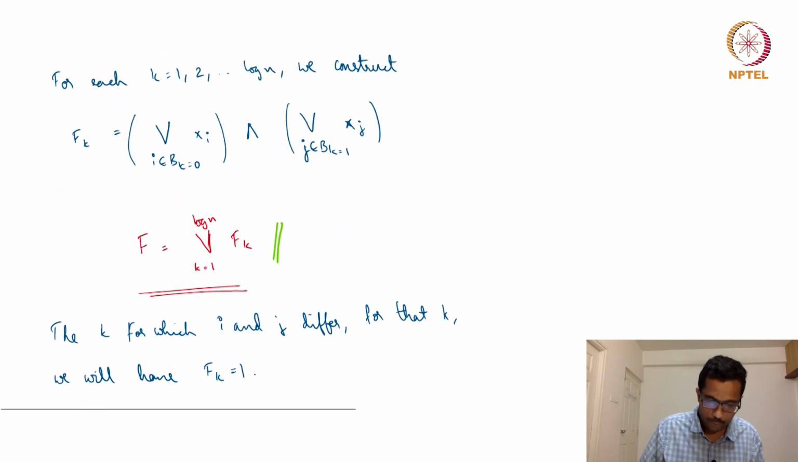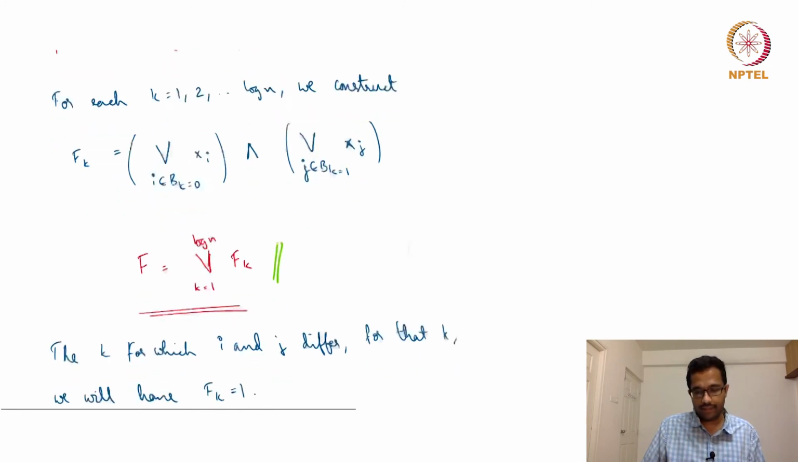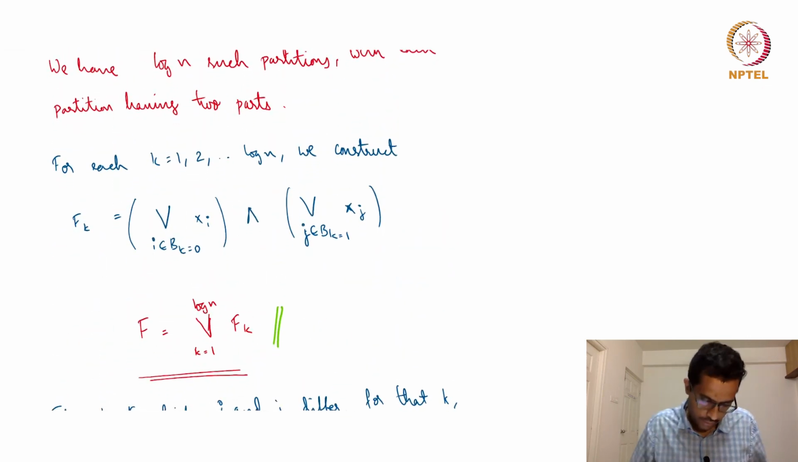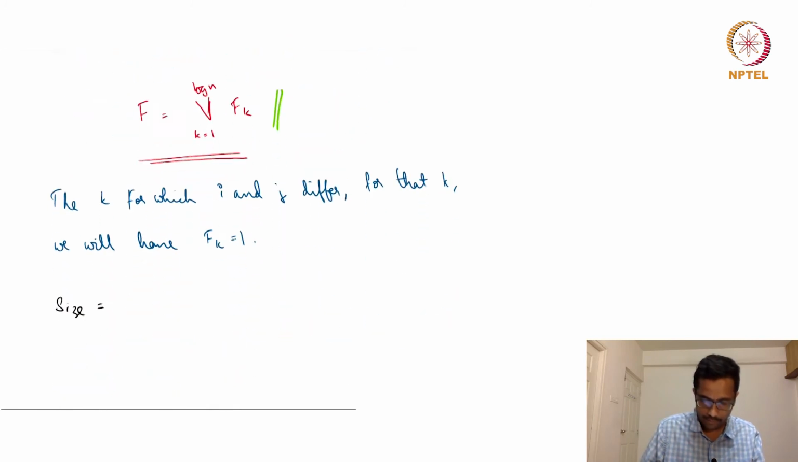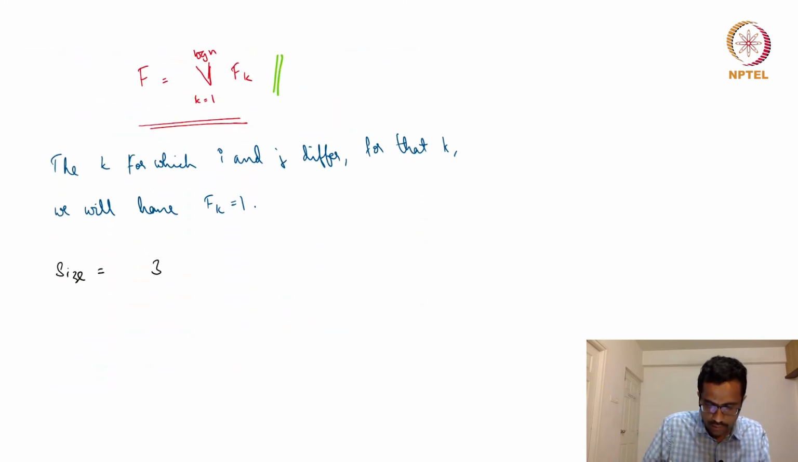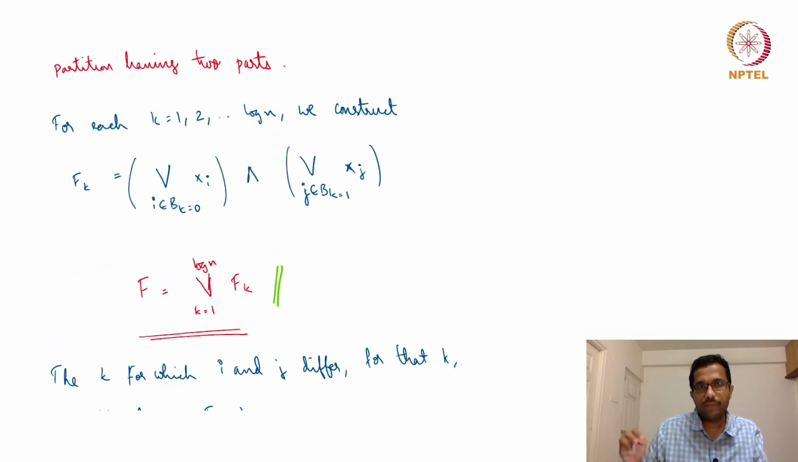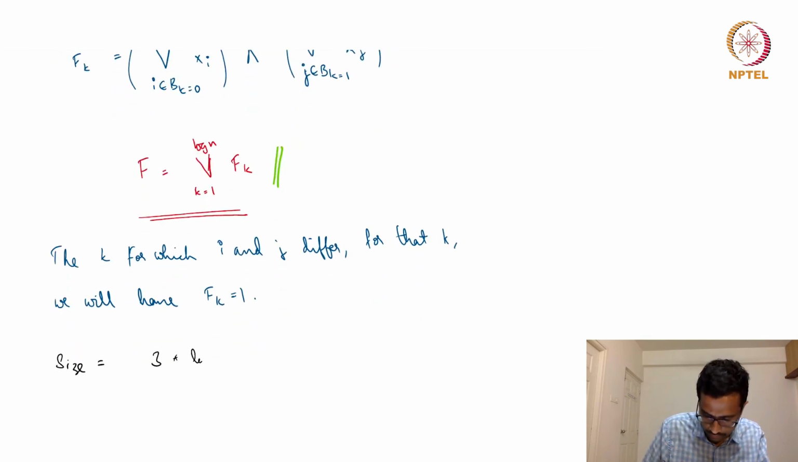And what remains is to compute the size, wires and fanin. Let's compute the size. Let's see. So to compute fk, how many gates are there? 1, 2, 3. There is an OR gate for the one half, an OR gate for the other half, and an AND gate. So computing fk requires 3 gates, but multiplied by the number of fk's. So how many k's are there? K's are the bit positions we need, which is log n. So 3 times log n, plus an OR gate at the top level, which is to compute f.